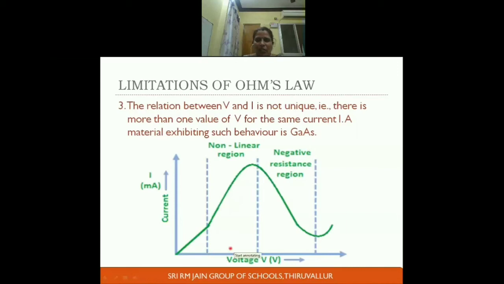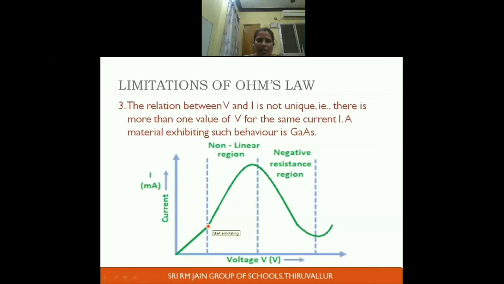So here we have taken voltage along the x-axis and current along the y-axis. Look at the initial part of the graph. Up to this point, V and I are proportional, and we are getting a straight line graph. And from this voltage onwards, what is happening?